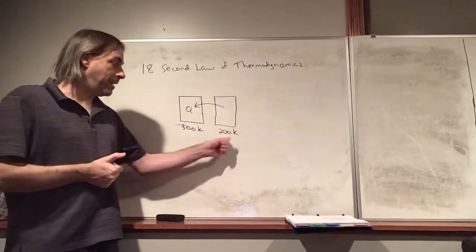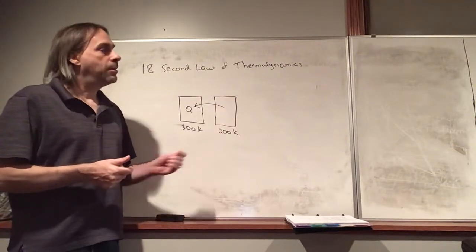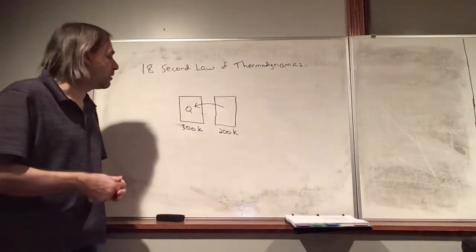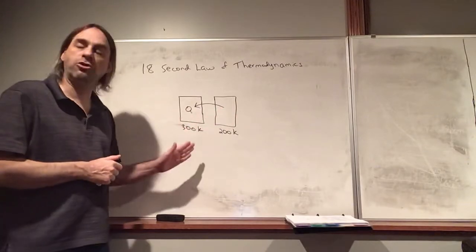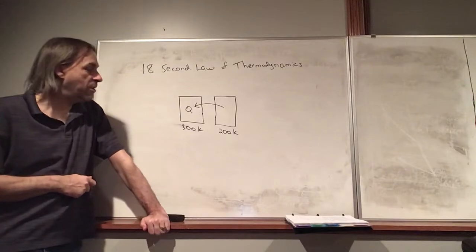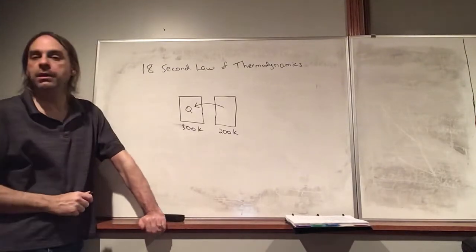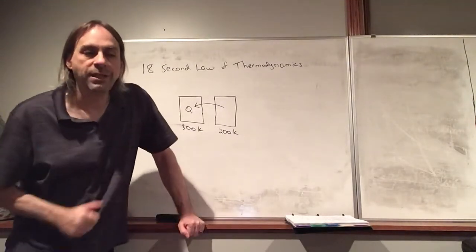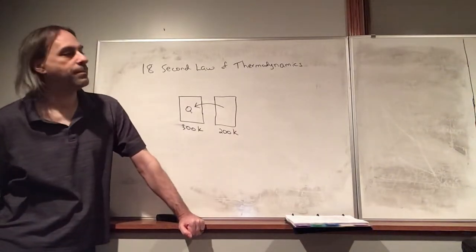Now, we can make heat flow in this direction by using something like a refrigerator or heat pump. We can reverse the normal direction, but that requires work from the outside. So if it does so spontaneously, that would be a violation of the second law of thermodynamics.